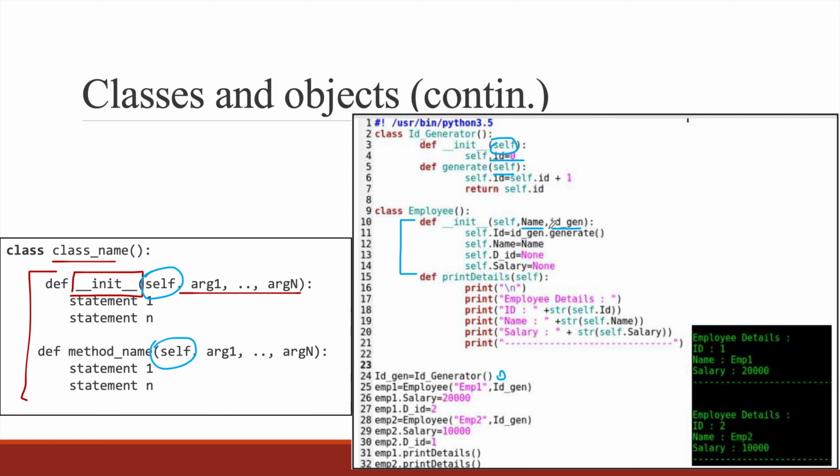With this being called, because we call gen.generate, it will become 1, and then in this call it will become 2. And we gave them a salary, and then we gave them a d.id, and then when we print the details, it will print the details for the first employee, the second employee will print the details, and it will print the details of the second employee.